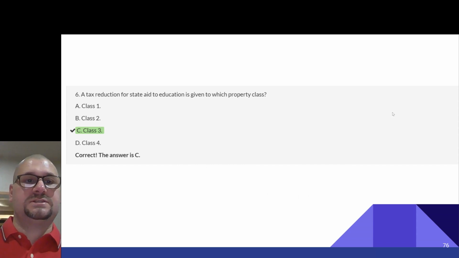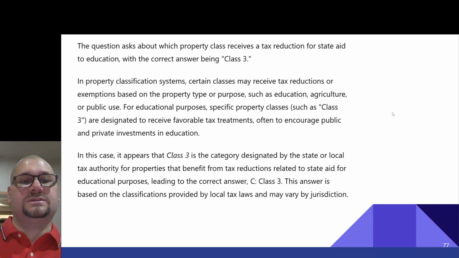So, tax reduction for state aid to education is given to which property class? It is Class 3. So, in this case, it appears Class 3 is a category designated by the state or local tax authority for properties that benefit from tax reductions related to state aid for educational purposes.